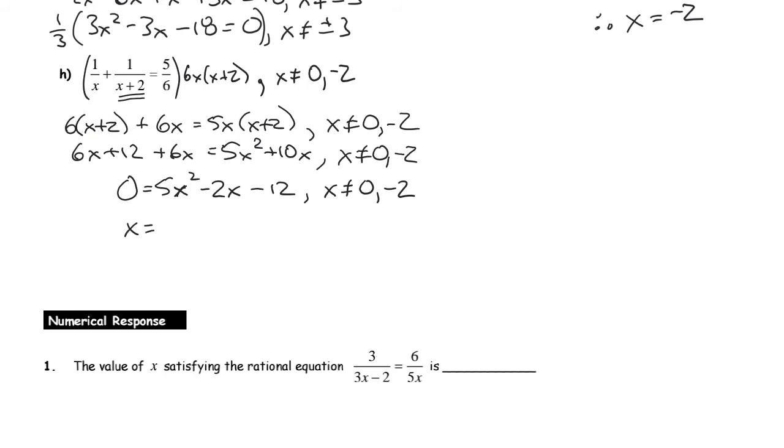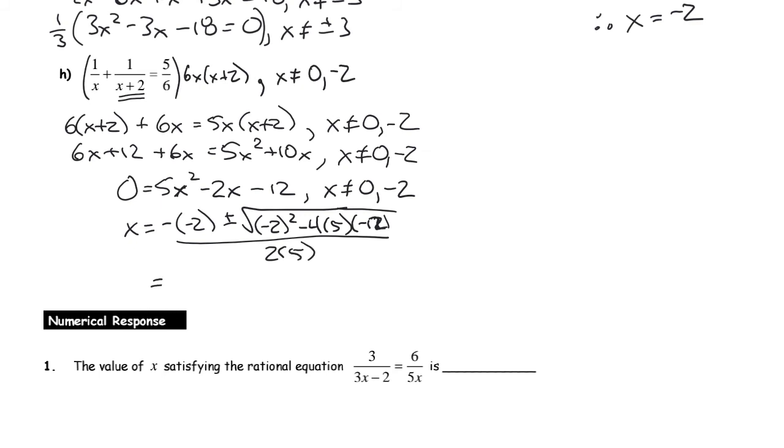So the quadratic formula here is going to tell me that x is going to be equal to the negative of the b value plus or minus the square root of the b value squared minus 4 times the a value times the c value, all over 2 times the a value. So that's going to give me, what is that? It's going to be 2 plus or minus the square root of 2 squared plus 20 times 12, which is 240. That's going to be 244, all over 10. Oh boy, 244.